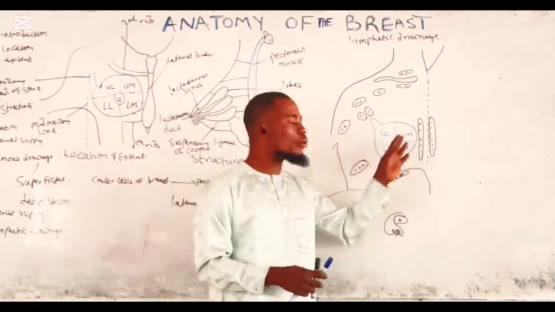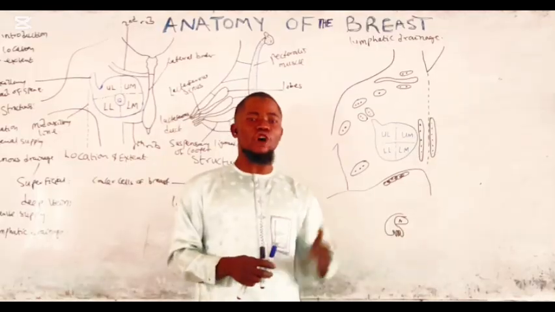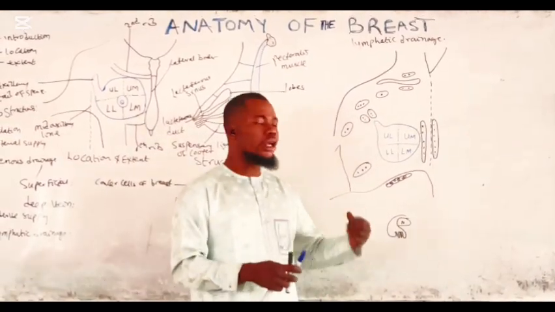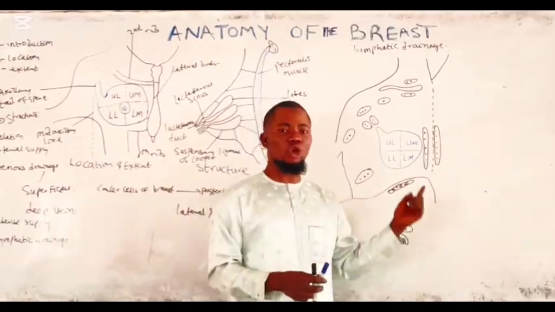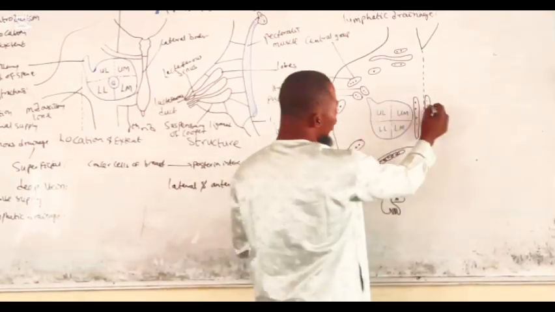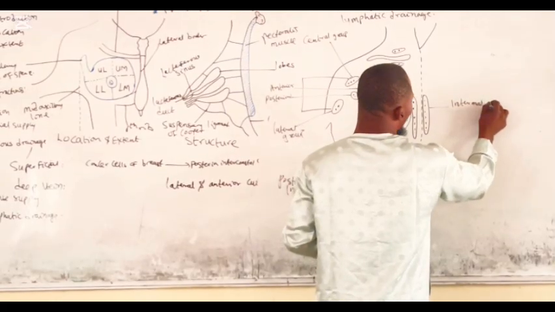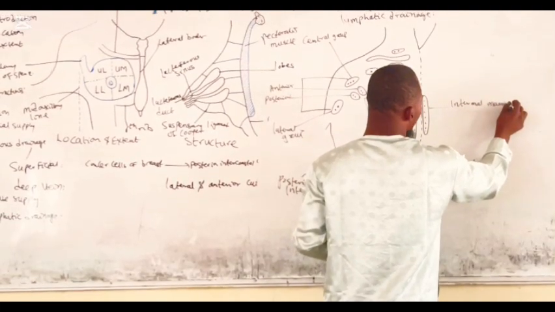While the lymph from the medial quadrants, the upper medial and the lower medial, is mostly drained into the internal mammary lymph node. Our subperitoneal node, and here is the internal mammary node.